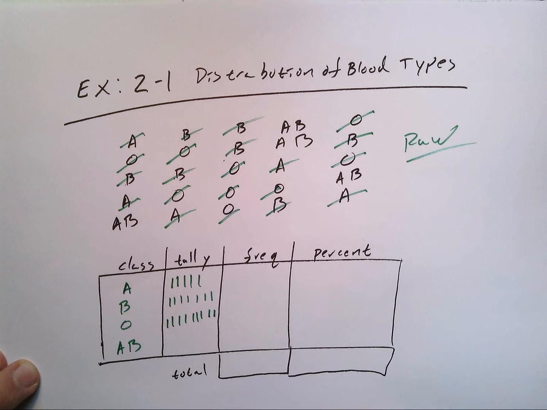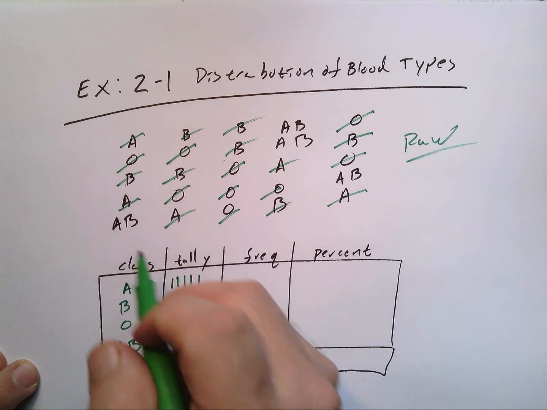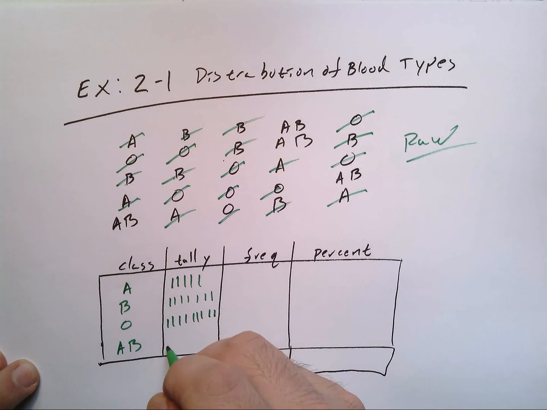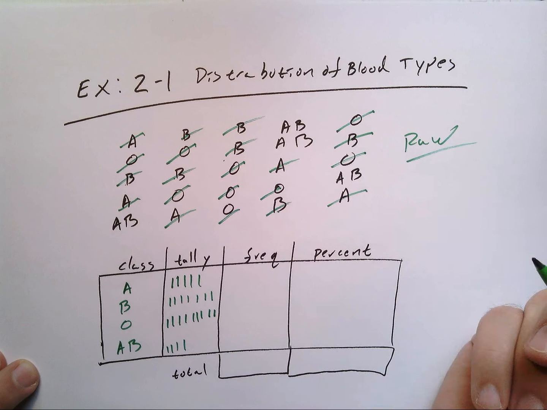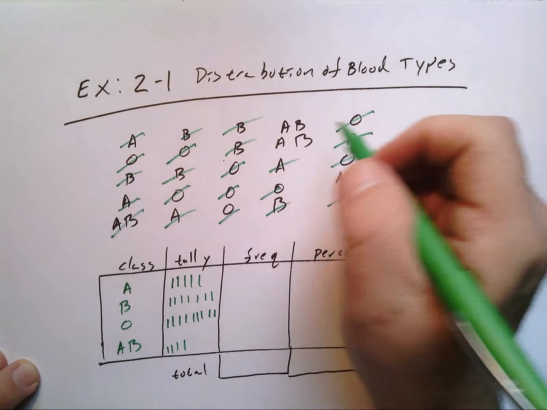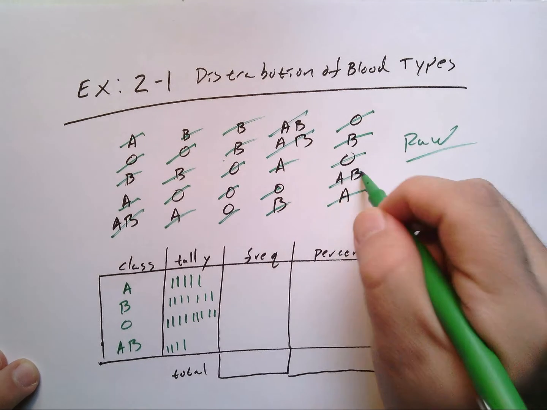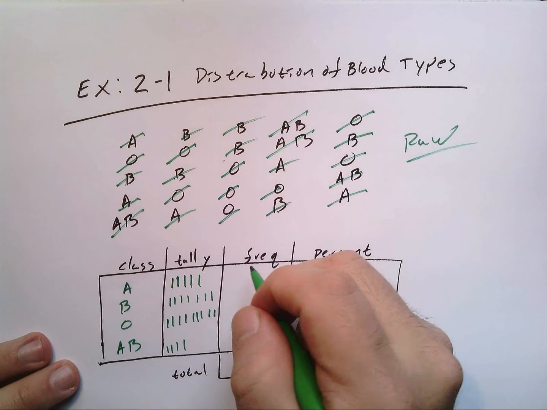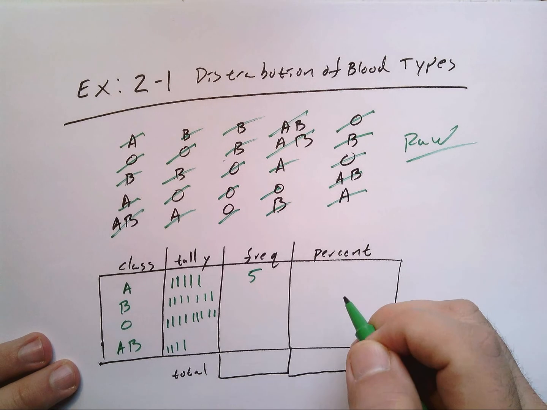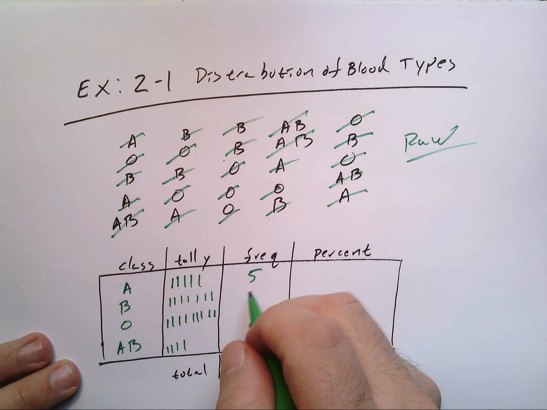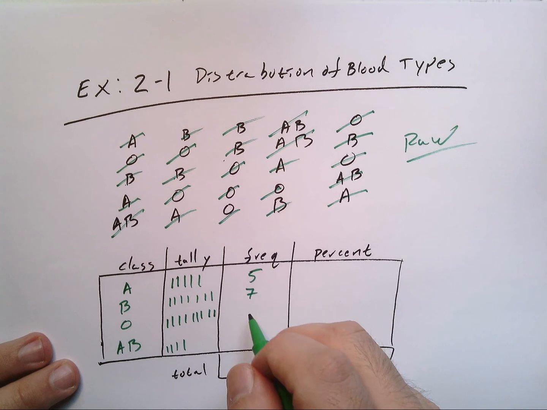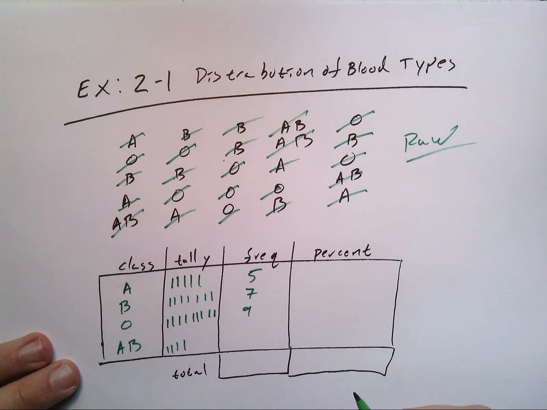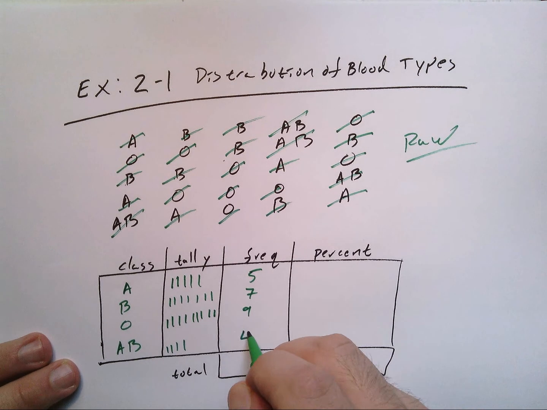Next up, we have the ABs. 1, 2, 3, 4 ABs. Double check the count. 1, 2, 3, 4. Now let's write down the physical number. We had 5 A's, we had 7 B's, we had 9 O's, and we had 4 AB's.